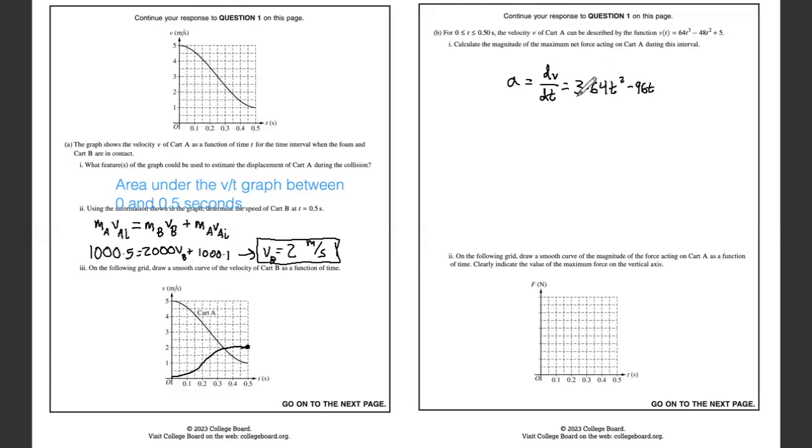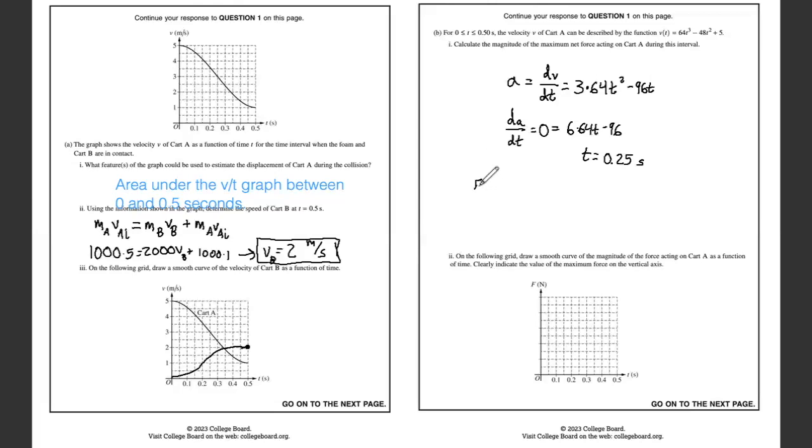3 times 64, I don't actually know what that is in my head. I believe it's 192, but I could be wrong about that. So to figure out where the net force is actually a maximum or a minimum, I'm going to set dA/dt equal to zero, because again, acceleration is related to net force. So that's going to give us 6 times 64 times t minus 96, all equal to zero. You do the math and you will get that t is 0.25 seconds, which actually happens to be halfway through the collision. That's going to give us the time at which the net force is a maximum.